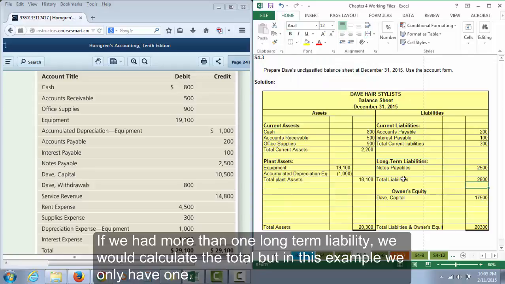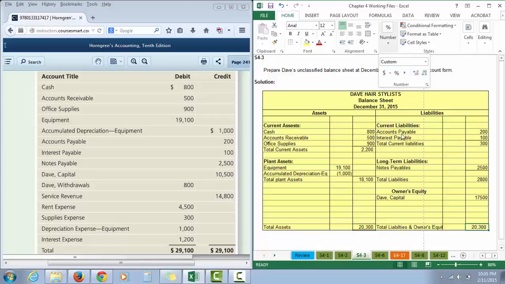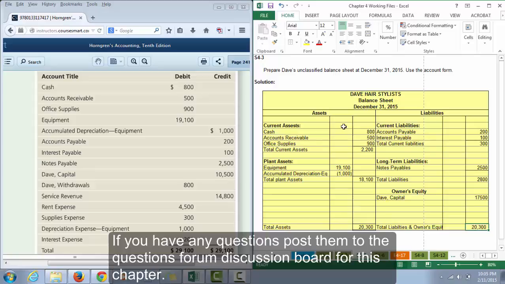So our balances should equal, the total assets should equal total liabilities plus owner's equity, which it does. So we don't have anything to worry about. We balance and everything's good. If you have any questions on the classified balance sheet, post them to the questions forum discussion board for this chapter.